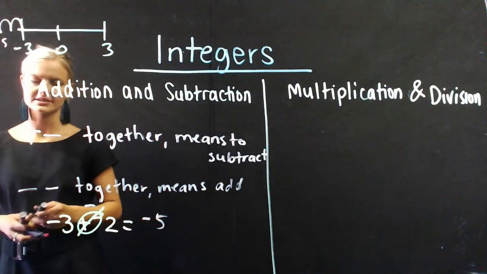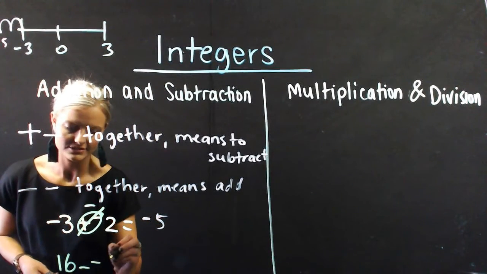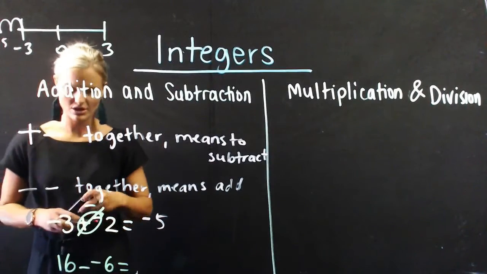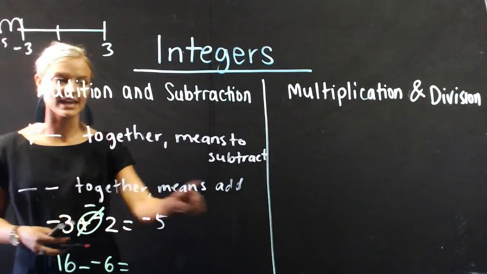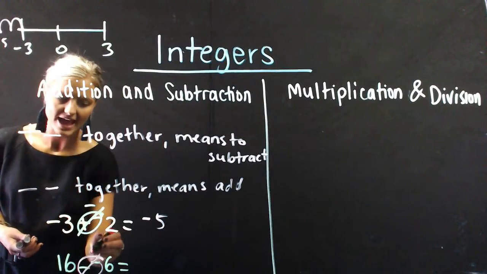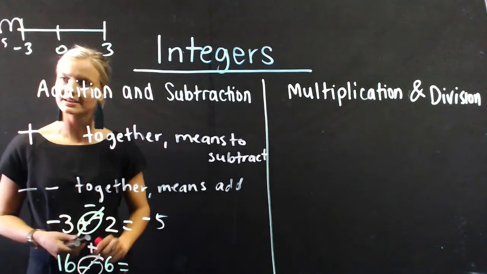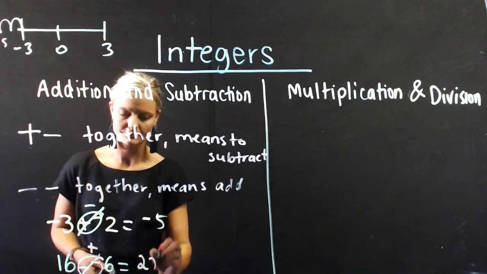Let's consider another example. We've got 16 take -6 equals. I notice that there are two negatives together, right next to each other. Two negatives together, that means to add. Okay, I'm taking away a negative, I'm in fact adding. 16 plus 6, that is 22.